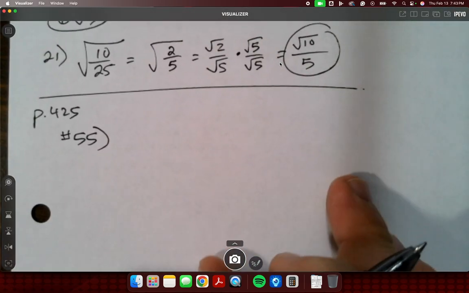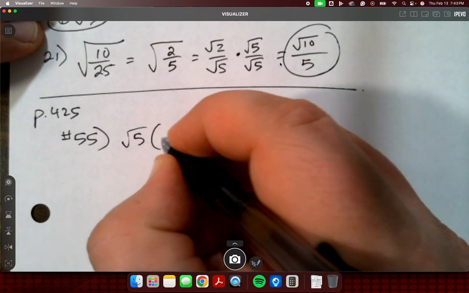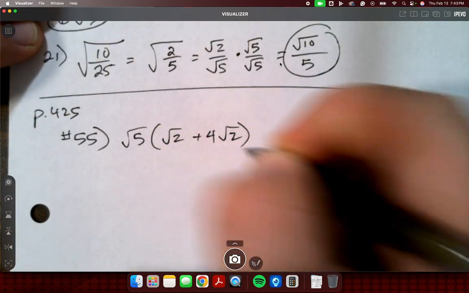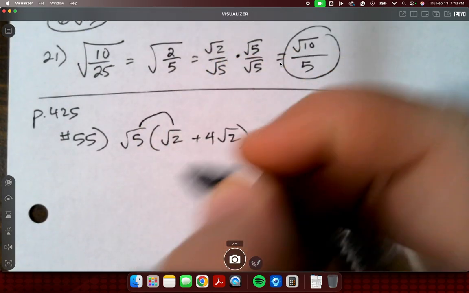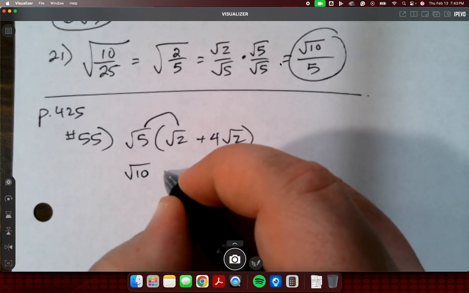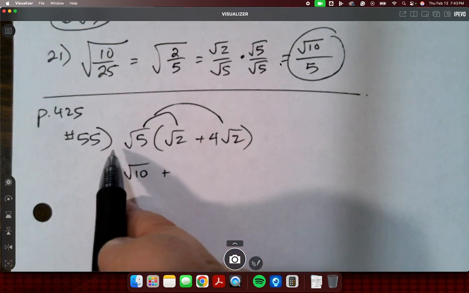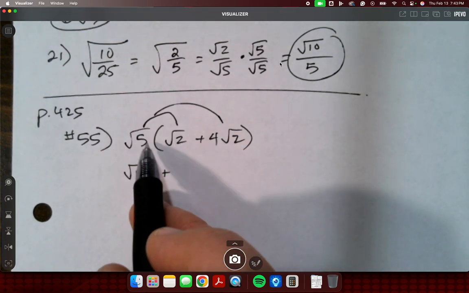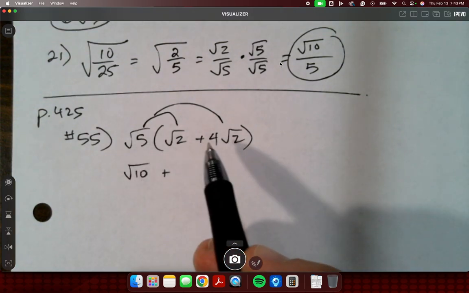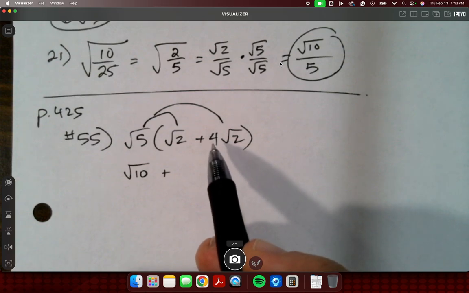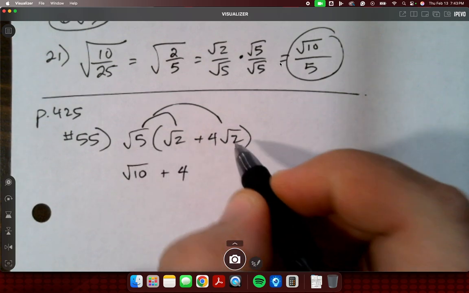Okay, number 55, we're distributing because it's got the square root of 5 times the square root of 2 plus 4 square root of 2. So we distribute just like normal. Square root of 5 times square root of 2 is the square root of 10. And then remember, when you're multiplying, things outside the radicals can combine and things inside the radicals combine. But something inside, like the 5, and something outside, like the 4, don't combine. So 4 is the only thing outside, so it just stays outside. Square root of 5 times square root of 2 is square root of 10.